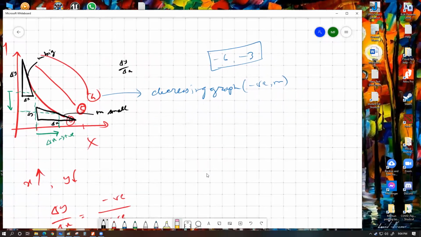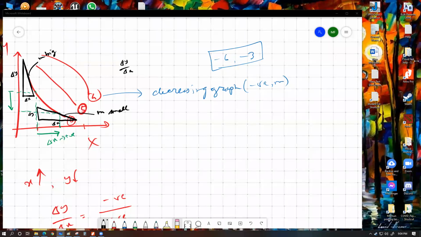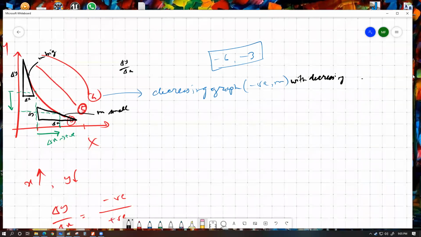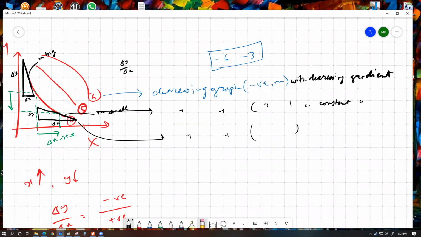So I hope so. So the way we are going to describe this number 4 graph is that this is a decreasing gradient, which means it has a negative m value, decreasing graph with decreasing gradient. Number 5 is pretty simple, decreasing graph, which is the negative gradient with constant gradient. Number 6, on the other hand, is a decreasing graph, which is negative gradient with increasing gradient.